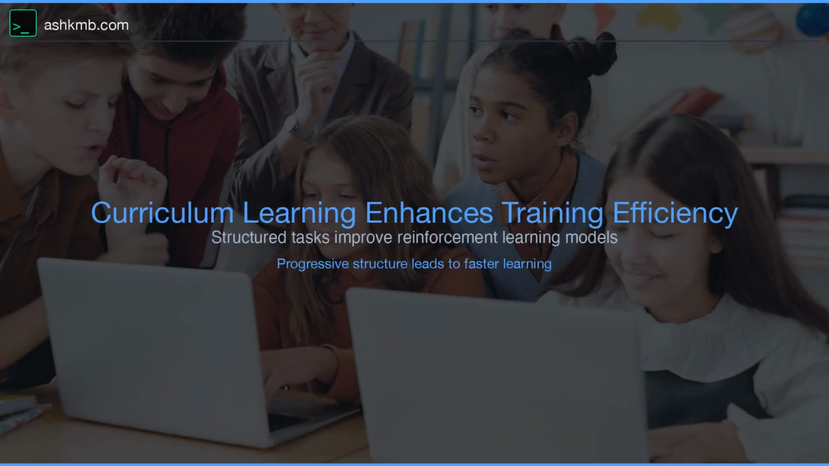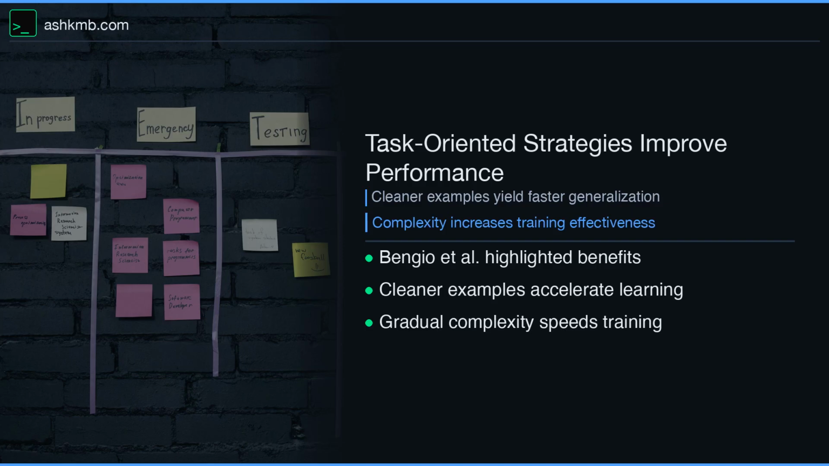Curriculum learning efficiently trains reinforcement learning models by structuring tasks in a progressive manner. This method enhances learning by simplifying initial tasks and gradually introducing complexity, ultimately improving performance and training speed. Task-oriented strategies are essential as they enhance model performance. For instance, Bengio and colleagues found that cleaner examples facilitate faster generalization. Additionally, gradually increasing task complexity significantly speeds up the training process.